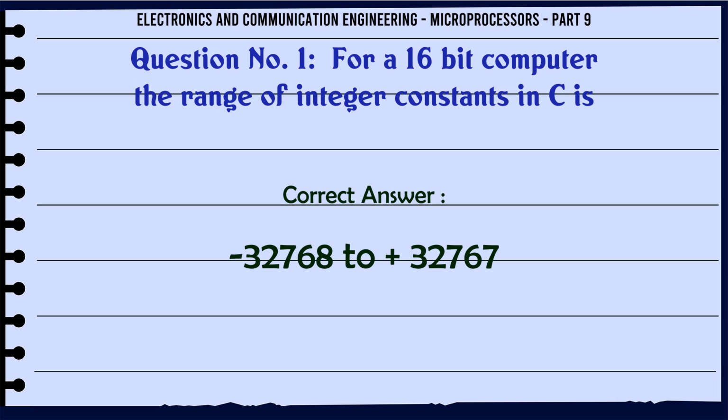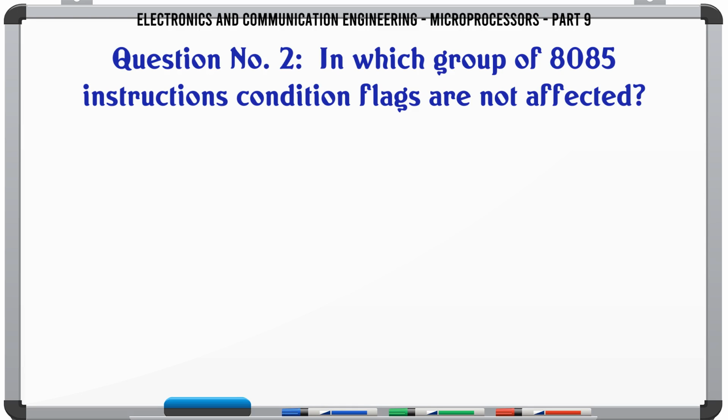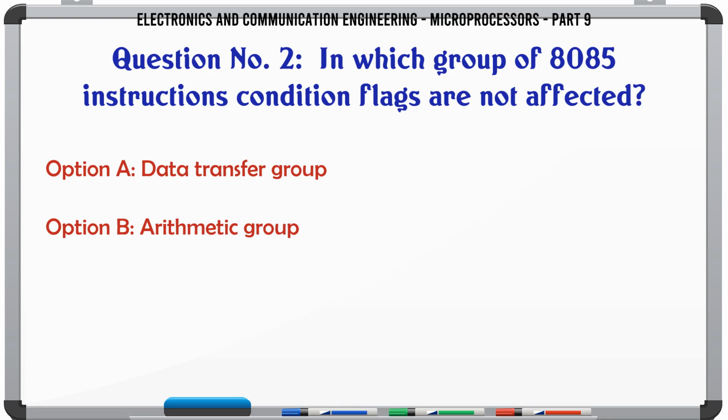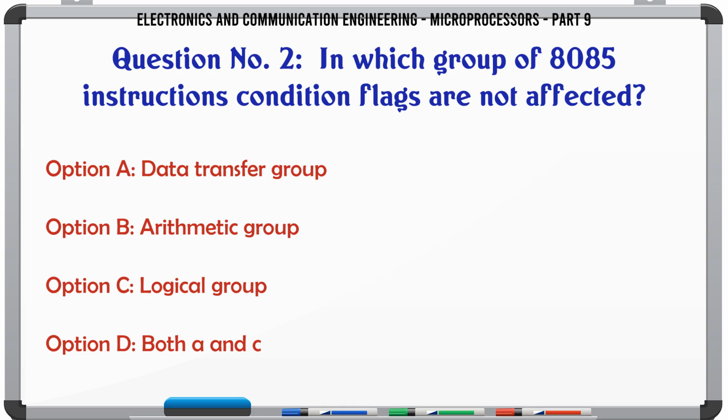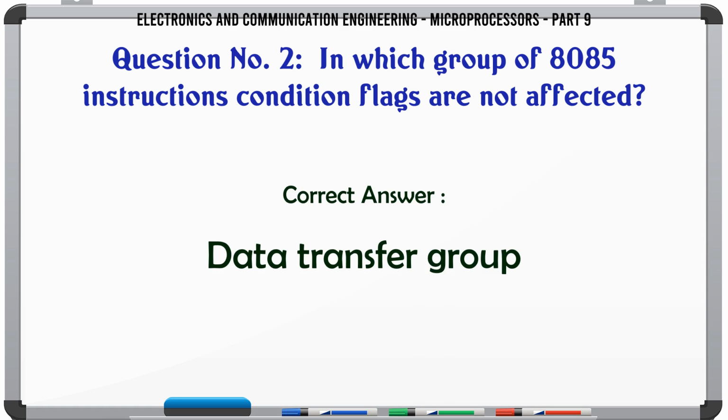-32,768 to 32,767. In which group of 8085 instructions are condition flags not affected? A. Data transfer group, B. Arithmetic group, C. Logical group, D. Both A and C. The correct answer is data transfer group.